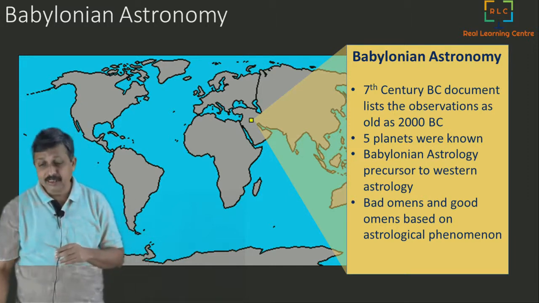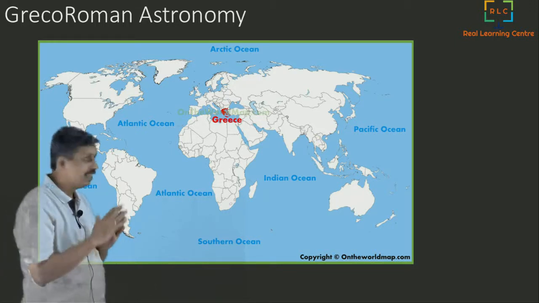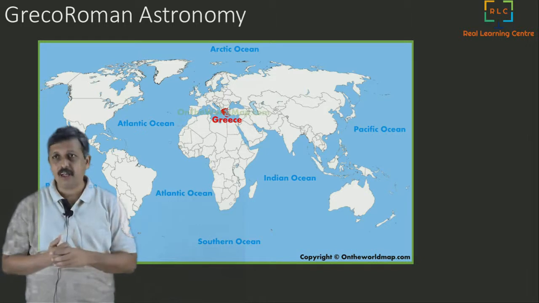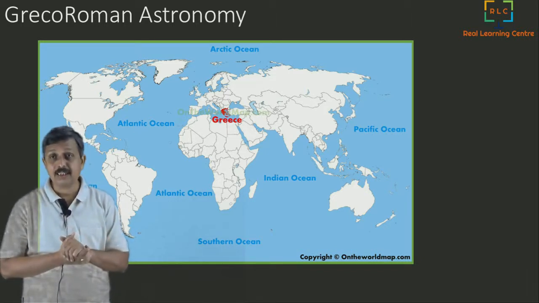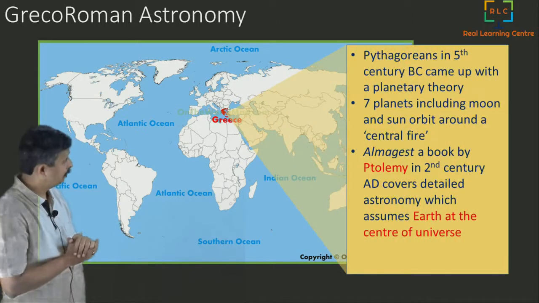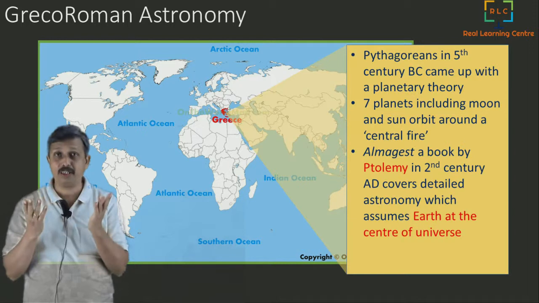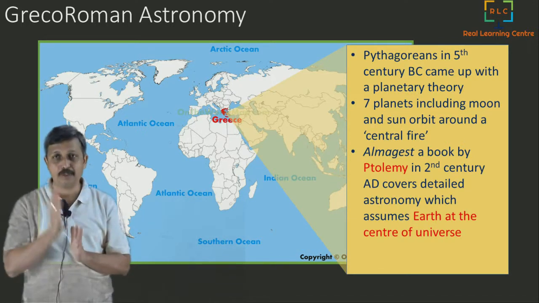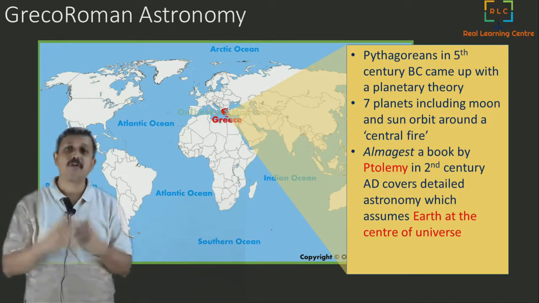Then you go into another area called Greco-Roman astronomy, the Greeks and Romans. They also studied a lot about astronomy, and they had some interesting concepts. There were the Pythagoreans in the 5th century. Pythagoras you may know, the one with the Pythagoras theorem, the rectangle, triangle, the same Pythagoras. He did a lot of astronomy also. People who followed him are called Pythagoreans.